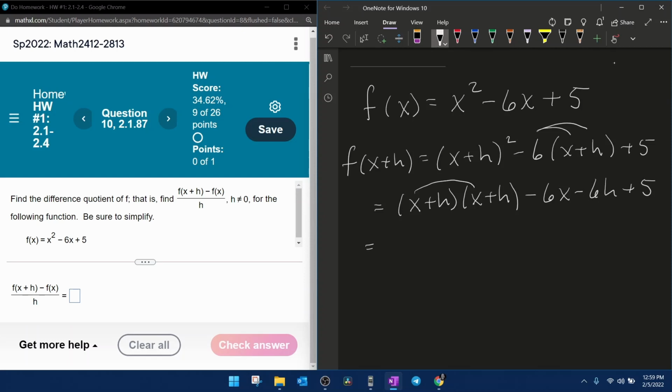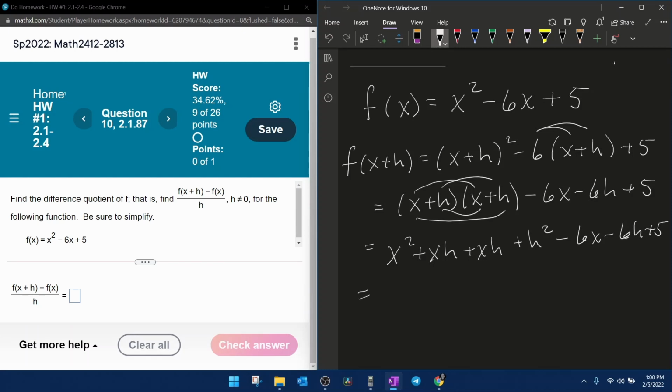Let's FOIL it. X times x, x squared. On the outside, we have a plus xh. On the inside, another xh. And you do understand that h times x could be either hx or xh, because multiplication is commutative, I just prefer xh this time. Last but not least, h times h is h squared, minus 6x minus 6h plus 5.